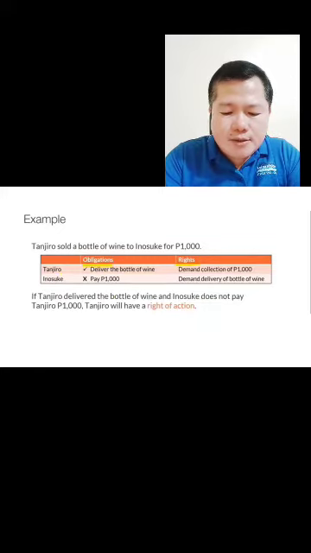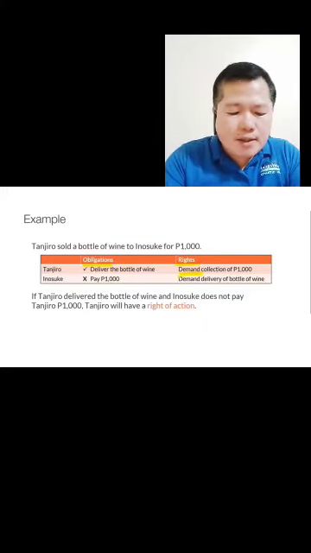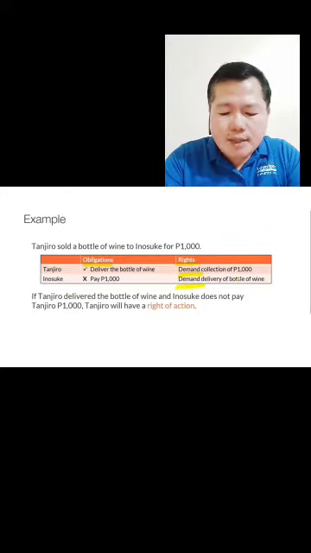Under the obligations, Tanjiro is to deliver the bottle of wine. And Inosuke naman is to pay the 1,000 pesos. Under the rights naman, Tanjiro has the right to demand collection of 1,000 pesos. And Inosuke has the right to demand delivery of the bottle of wine. So in other words, pag right, to demand certain prestation po siya.